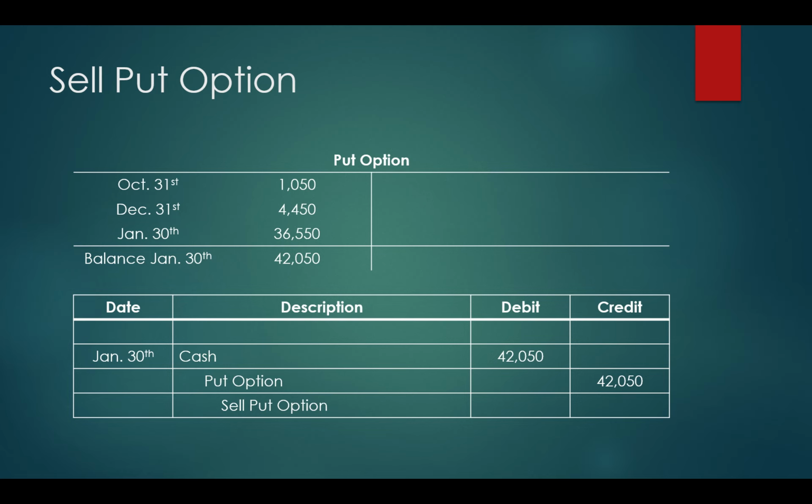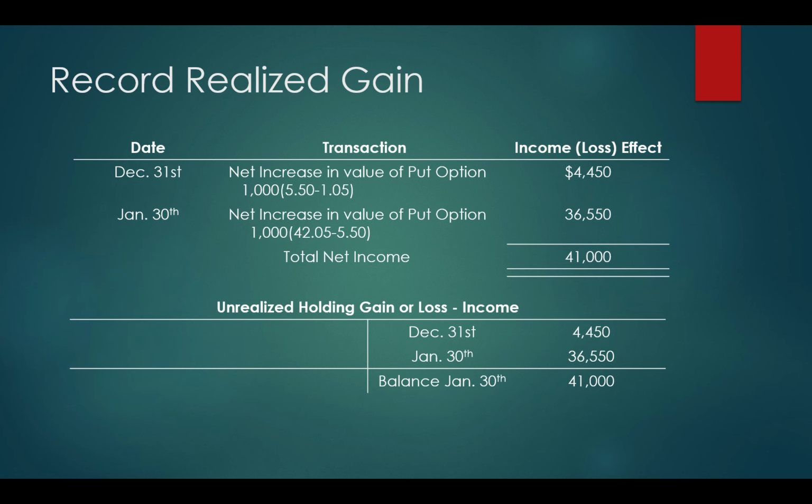To record the sale, we credit cash for $42,050 and zero out the put option account by debiting it for $42,050. To determine our gain, we can look at the effect of each transaction on the value. The increase in the value shown on December 31st and January 30th shows that the total gain is $41,000.